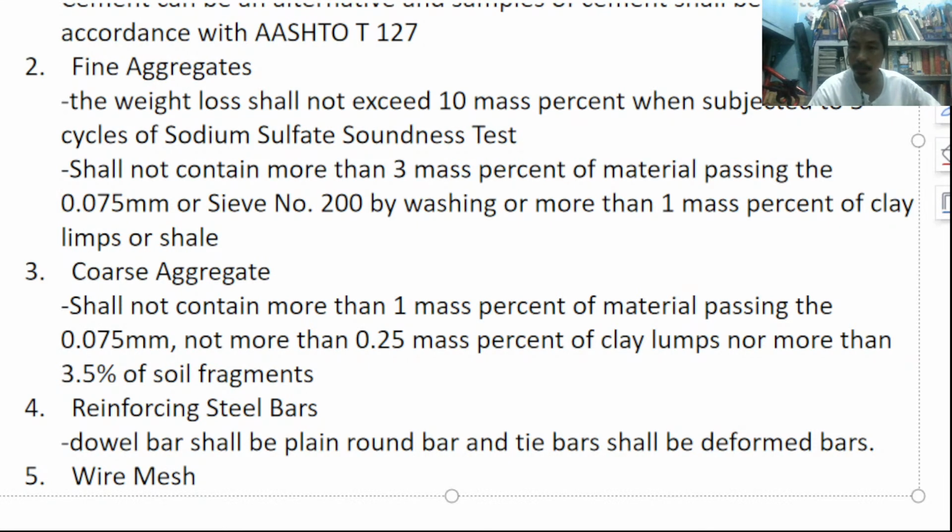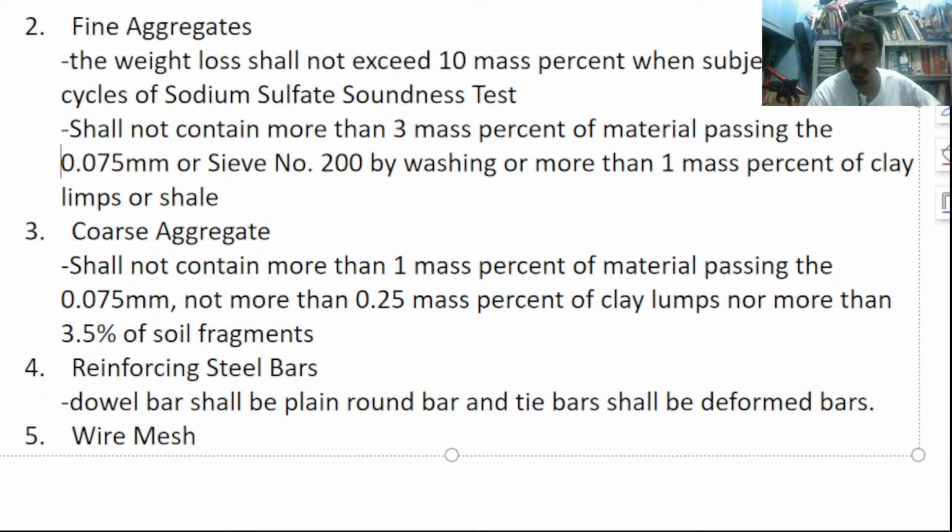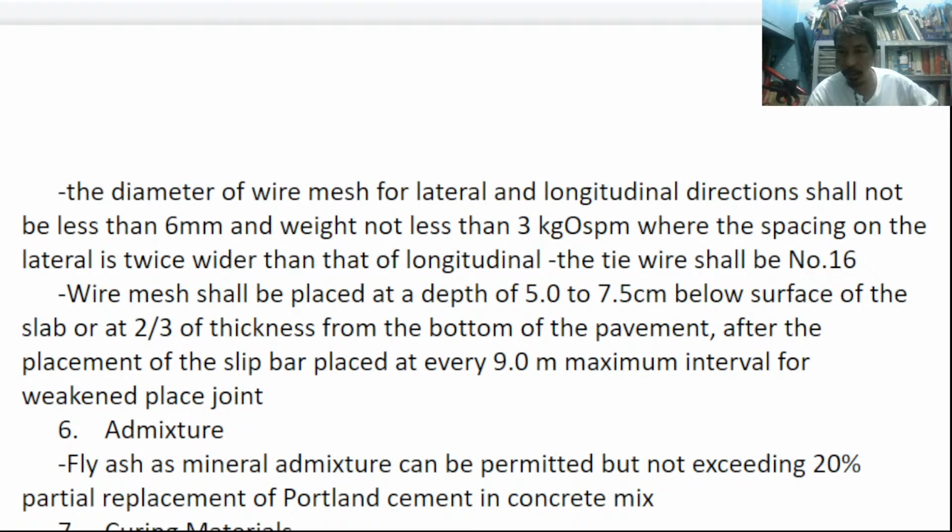Wire mesh. Okay, so what about wire mesh? The diameter of wire mesh for lateral and longitudinal direction shall not be less than 6 mm. And weight not less than 3 kilos, where the spacing of the lateral is twice wider than that of longitudinal. The tie wire shall be number 16.